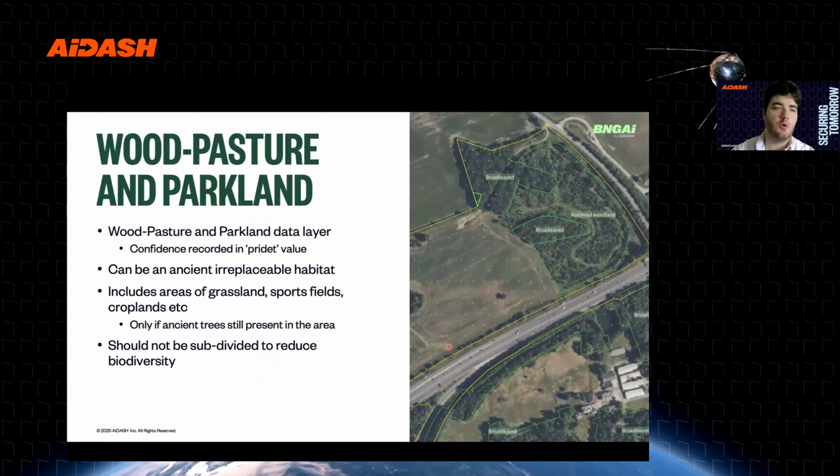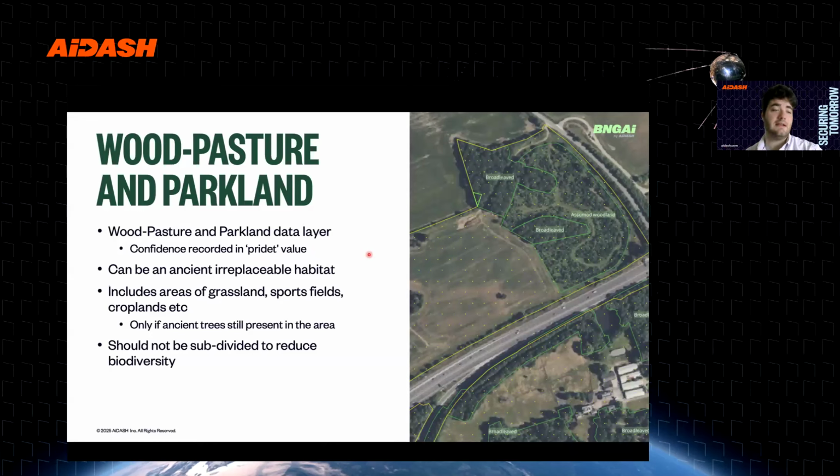And here, wood pasture and parkland also has a predict value, which is the confidence that we're seeing in whether that habitat is there in that spatial extent. And as we said before, it can be irreplaceable or not. It's really worth reading the JNCC original description of this habitat, which basically has been lifted and put into their guide. They changed very little of the text from the original JNCC habitat description. So I would read that description because it has more detail than the UKHab, and it's closer to the source definition.